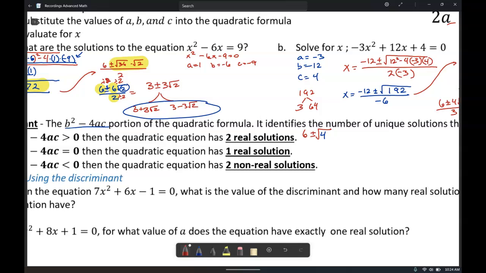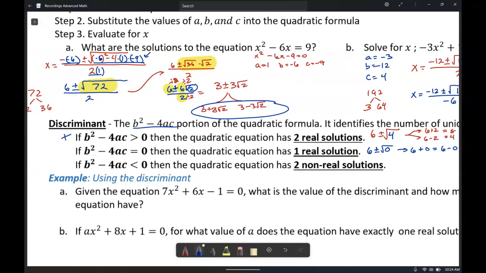And so when we go ahead and do this addition and subtraction, we find that we get two different solutions. We get 6 plus 2 and 6 minus 2, which gives me two very unique and distinct solutions. But if I'm evaluating my discriminant, and my discriminant is 0, well, when I square root 0, 6 plus 0 is the same as 6 minus 0. It's just 6. There's no different solution, which is why we have one unique real solution.